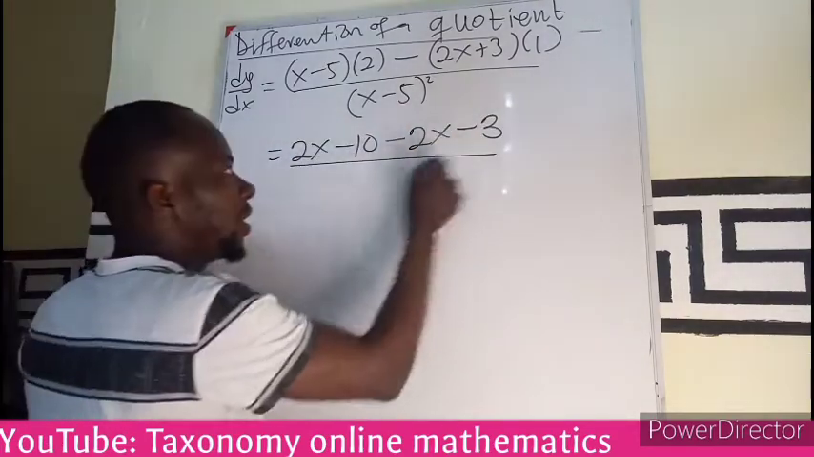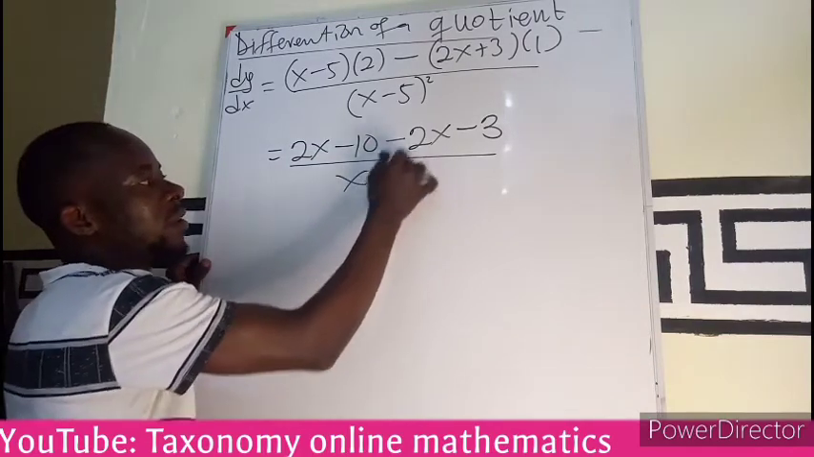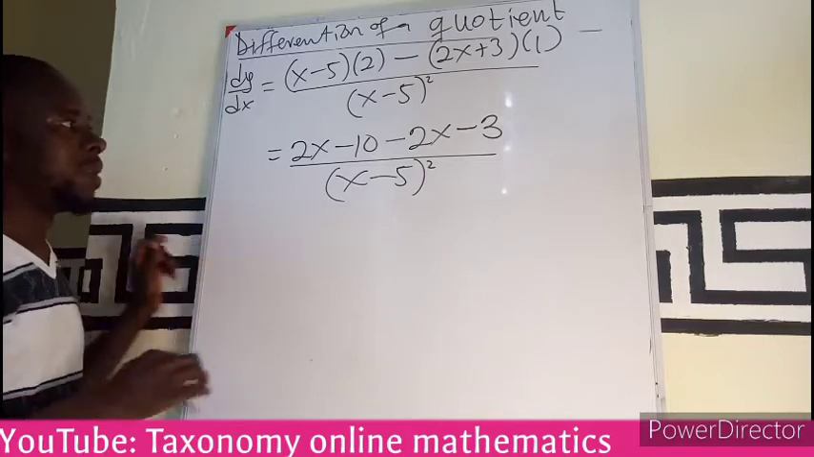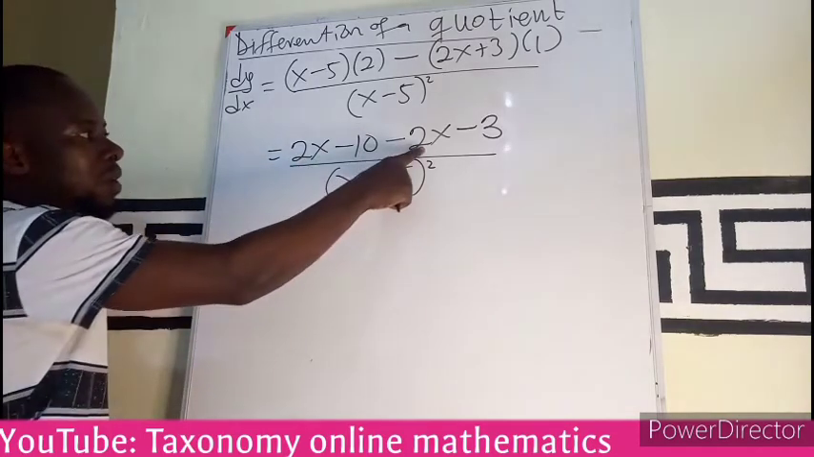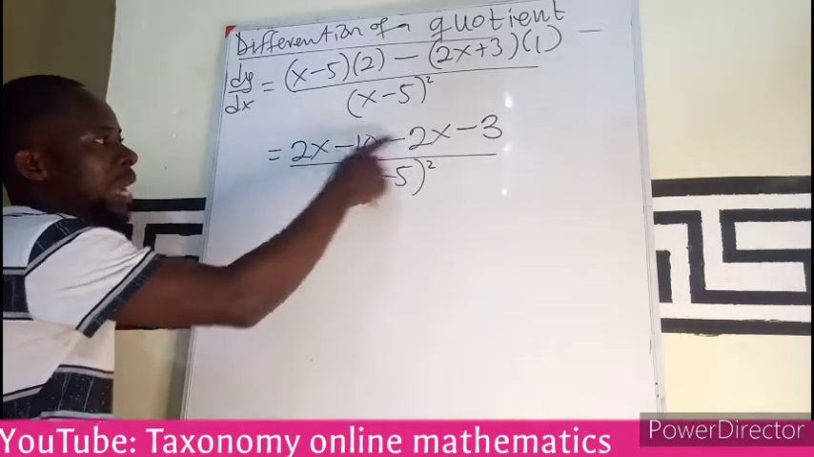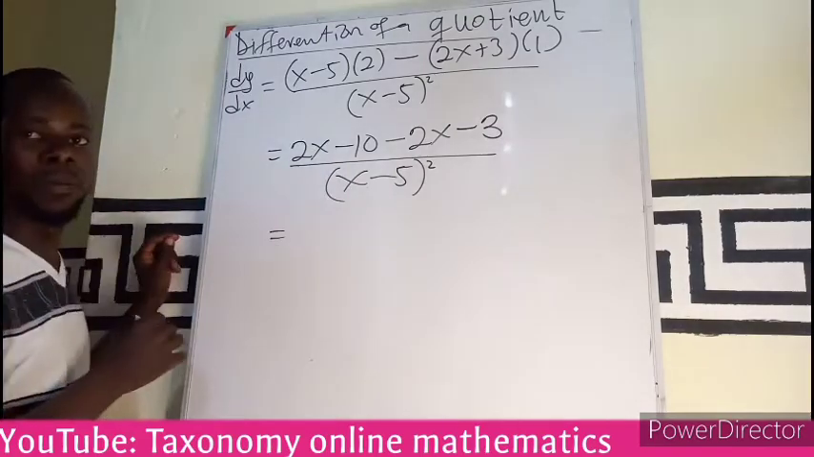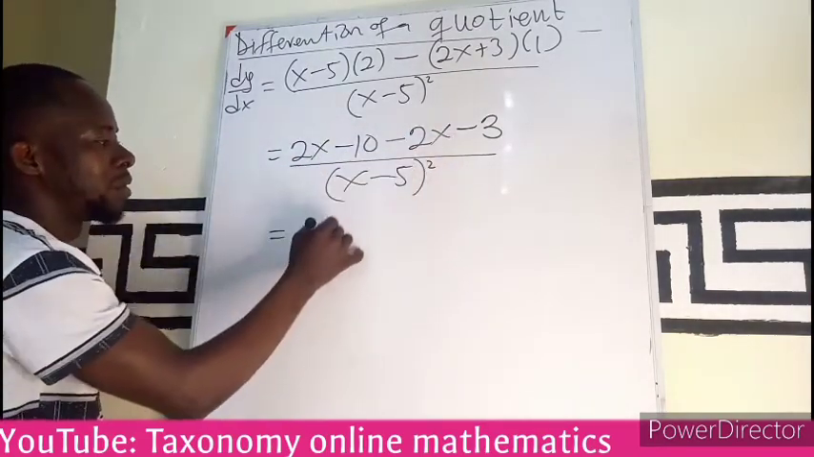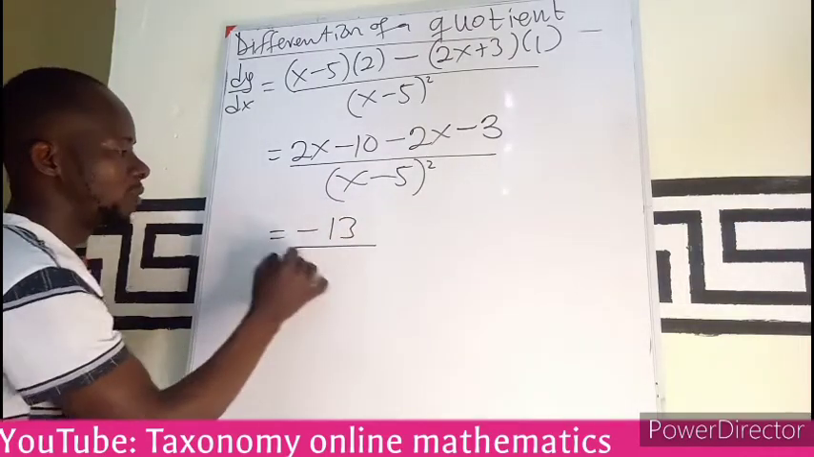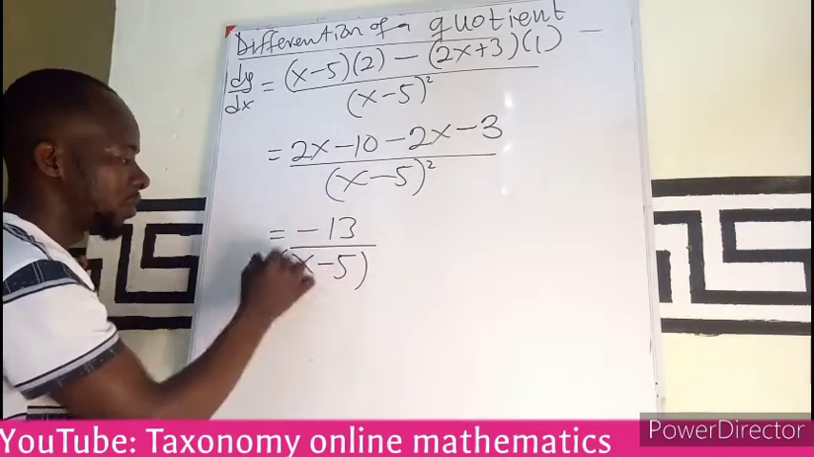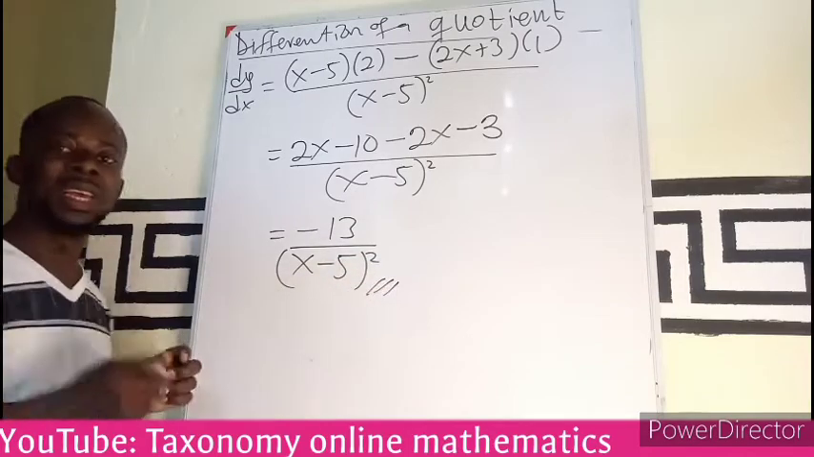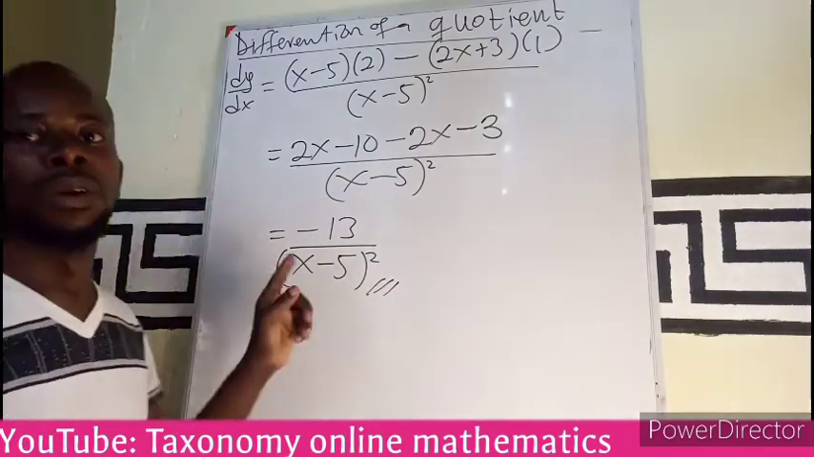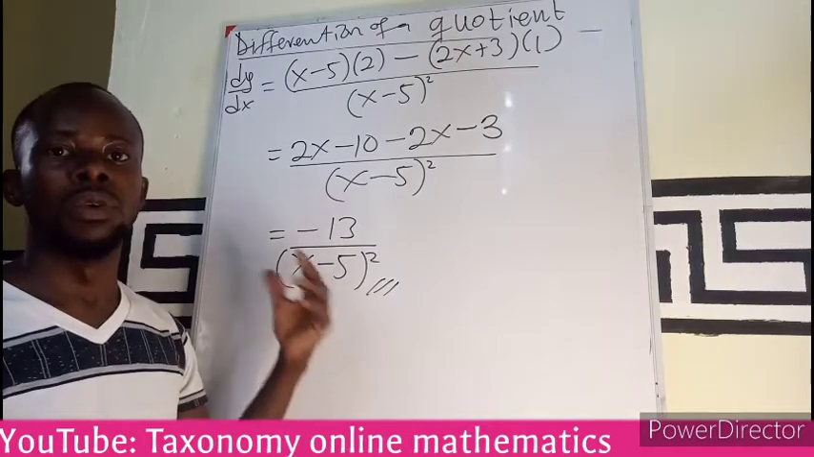Then all of this is over x minus 5 squared. You can see that this is 2x minus 2x. As I group like terms, it will cancel. Then minus 10 minus 3, that becomes minus 13 all over x minus 5 all squared. So this will be the answer if I'm asked to differentiate that using the quotient rule.